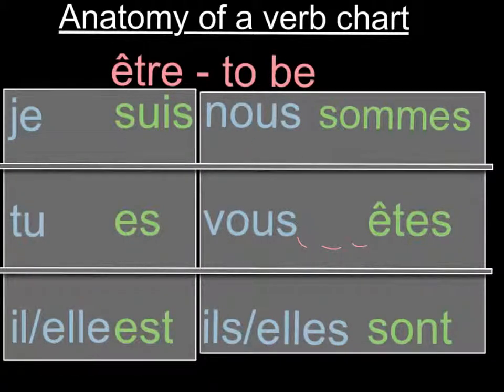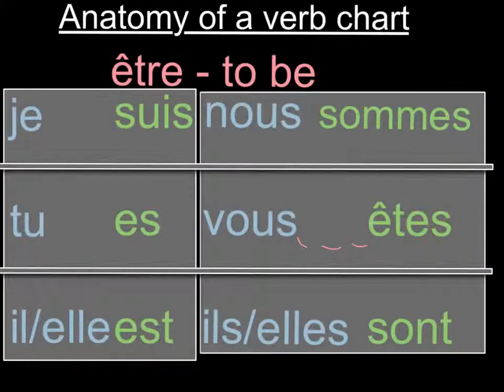Nous includes both myself and more people. Vous typically means you're speaking to more than one you, and il and elle is they. So this column here are all plural. This one here is all singular.